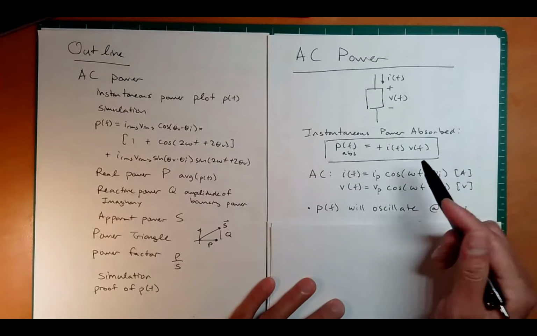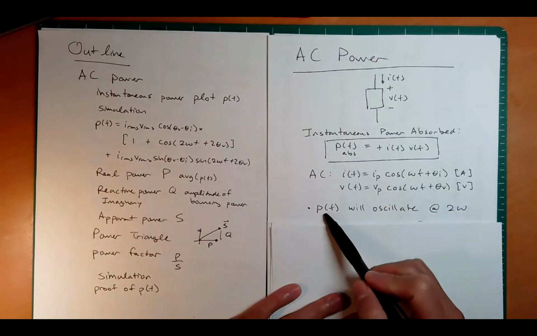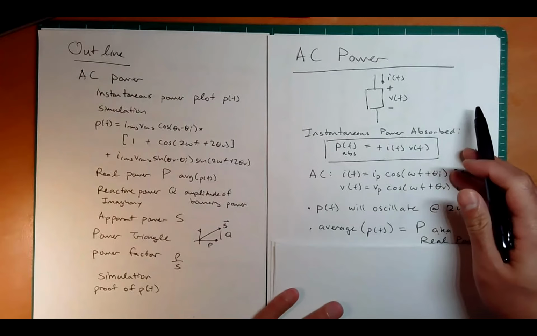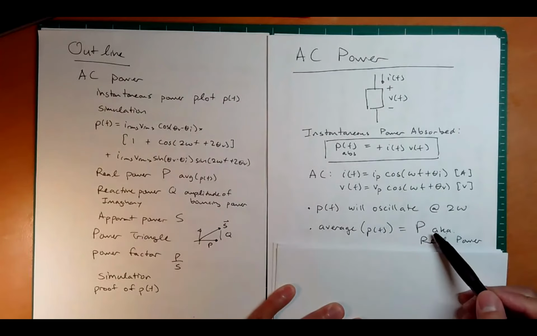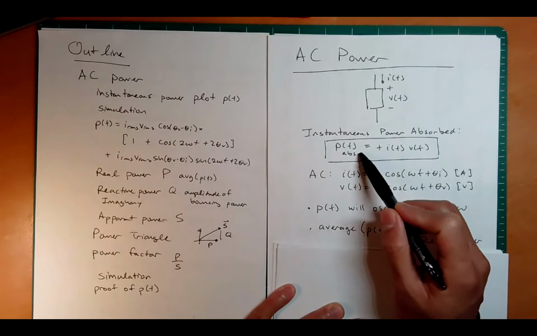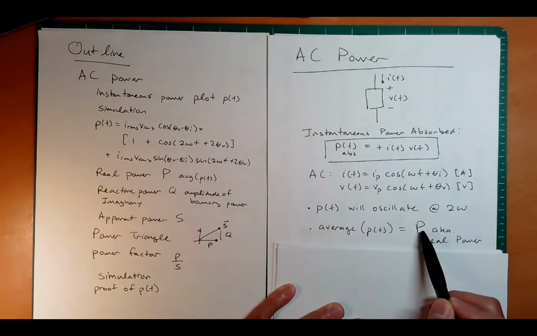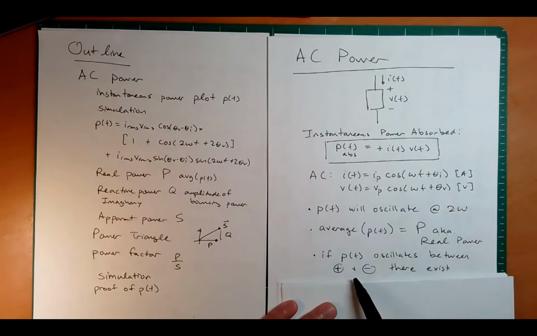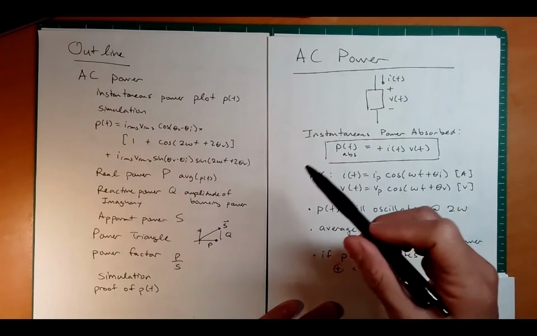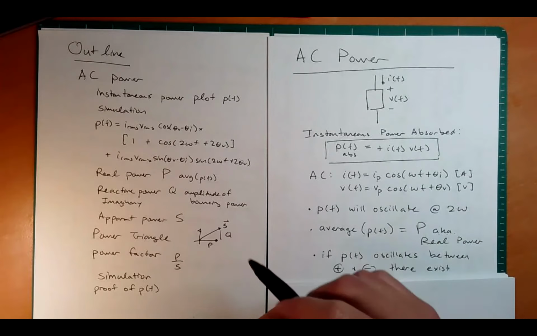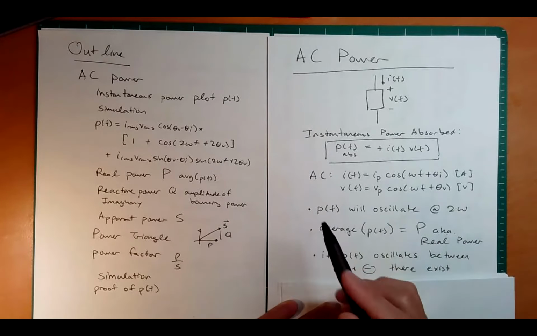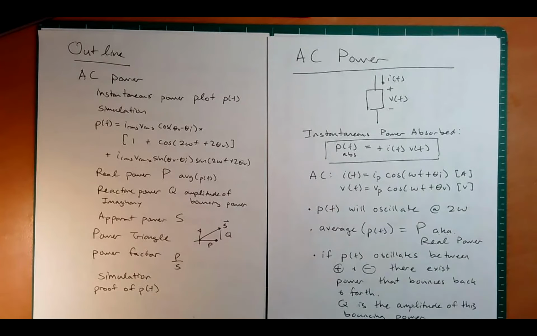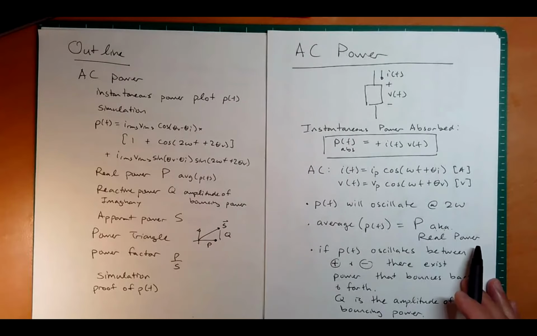What you'll see in the rest of this lecture is that p of t will oscillate at 2 times the electrical frequency of the current and voltage. We will introduce P, the real power, and that is actually the average of the instantaneous power. This will oscillate, but this capital P is the average. Just because p of t oscillates does not mean it will go all the way from positive to negative. It might stay all positive or all negative. But if it does go between positive and negative, there exists some power that bounces back and forth, and Q is the amplitude of that bouncing power. All right, so that's what Q is.